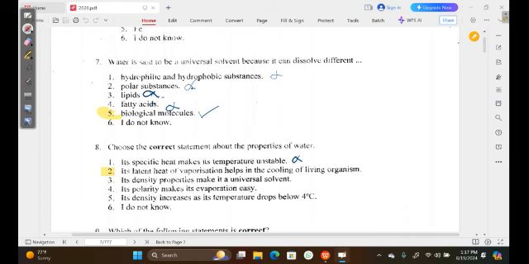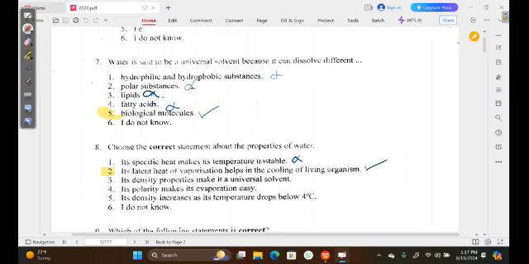Option 2 is saying its latent heat of vaporization helps in the cooling of living organisms. This is very true. The ability of water to absorb a high amount of energy before it vaporizes is actually why we cool off. So when it's hot, a lot of energy is absorbed, hence the water in our bodies starts vaporizing, and thereby helps us in cooling.